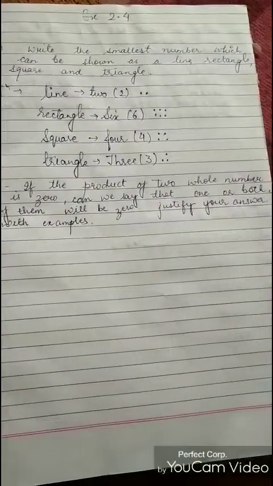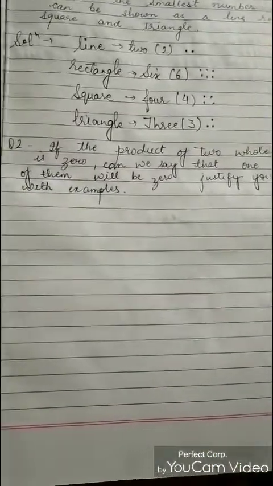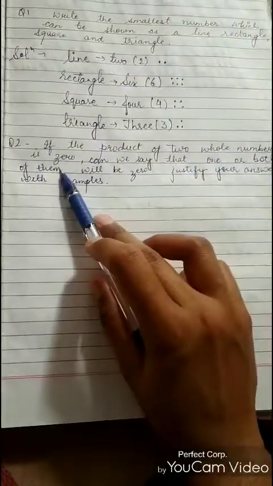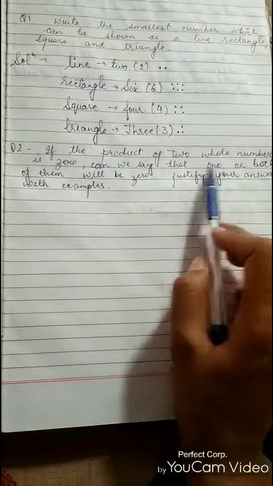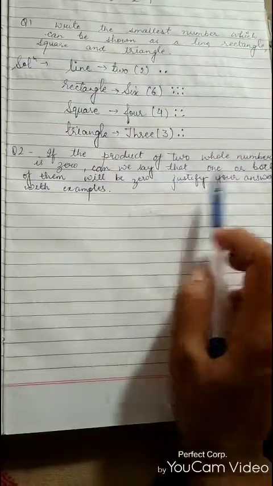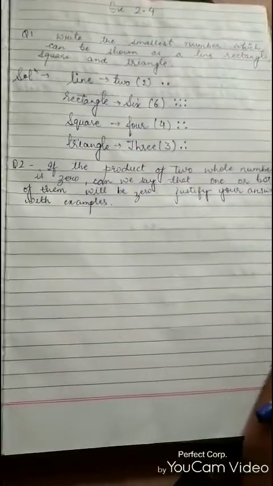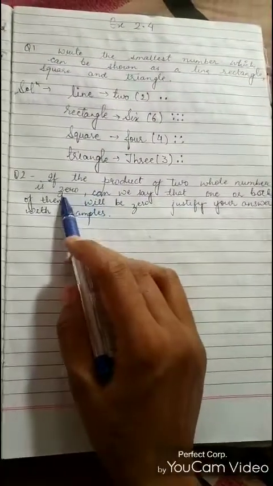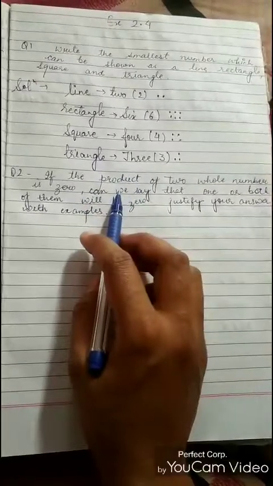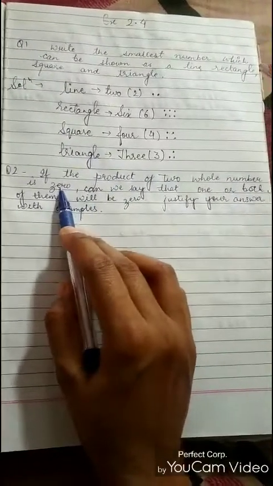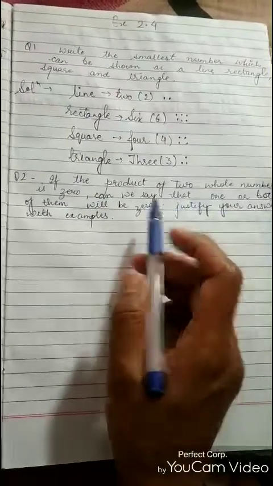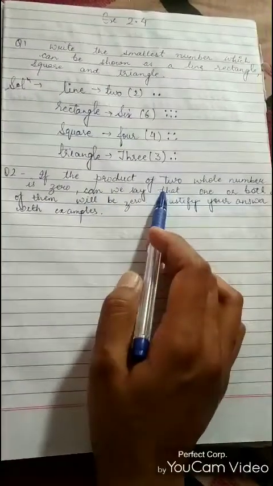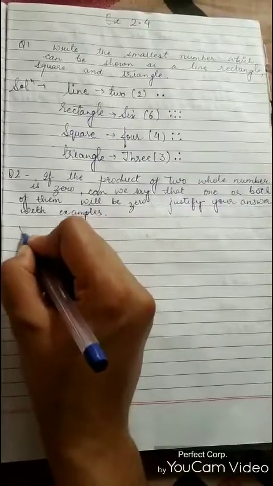Okay, now next question, question number 2. What is question number 2? If the product of two whole numbers is 0, can we say that one or both of them will be 0? Justify your answer with an example. So we know that whenever we multiply any number with 0, we get the answer 0. And when we multiply 0 with 0, we get the answer 0. So is it okay to say that one or both of them will be 0? Yes.